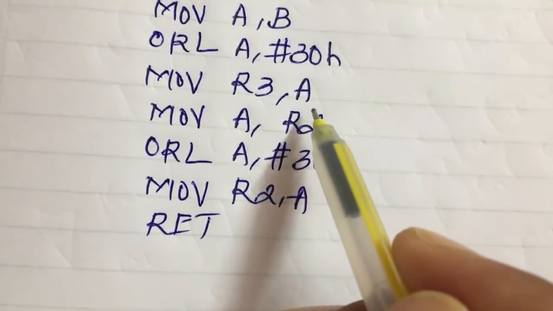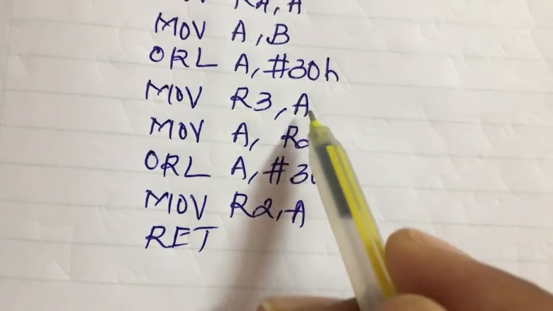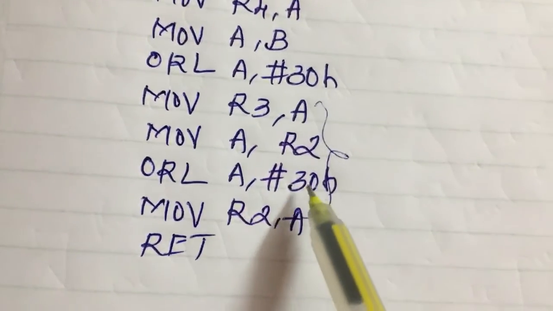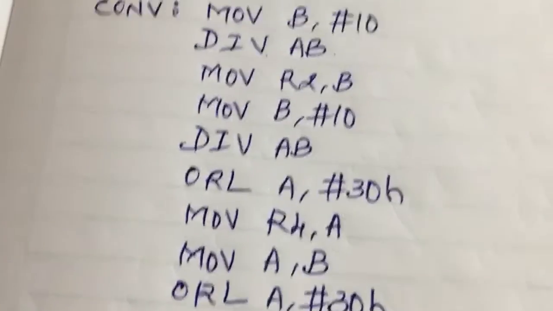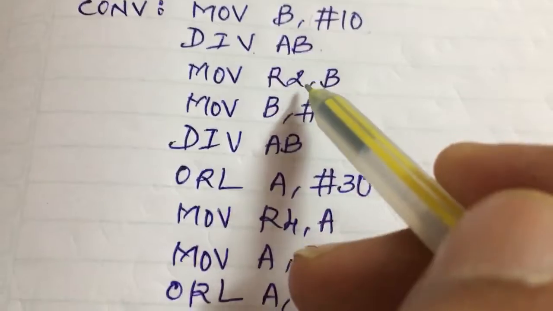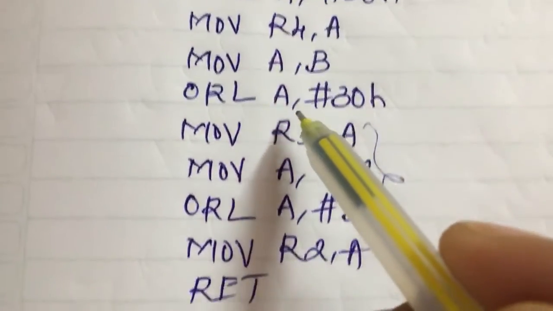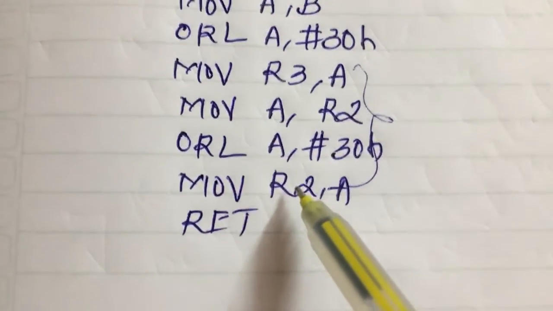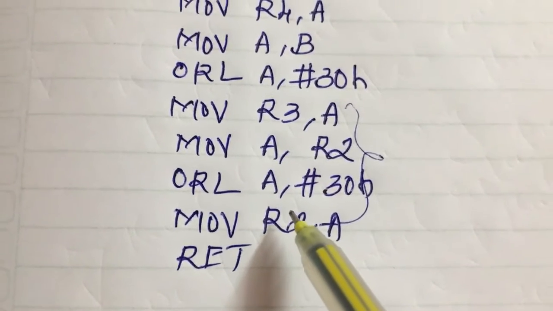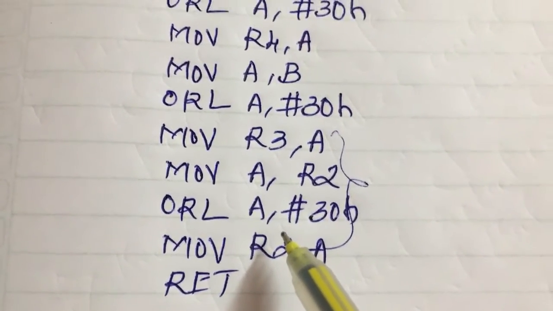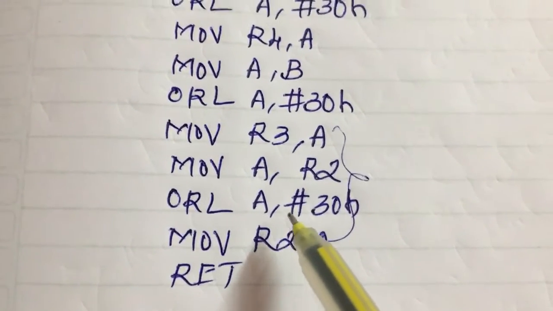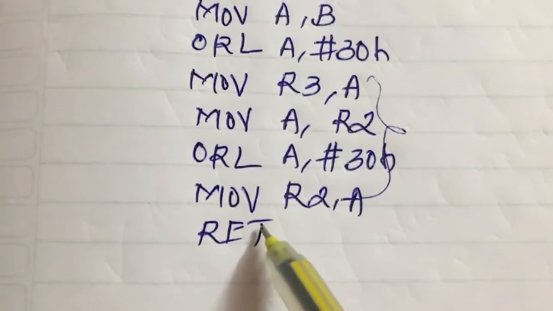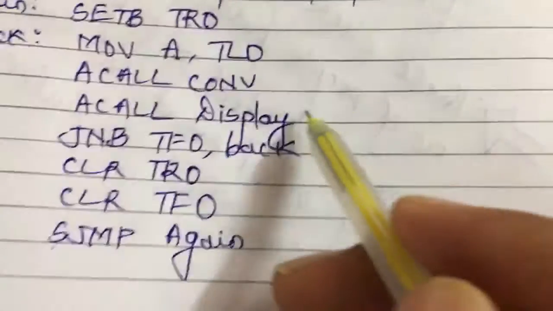Next, make the third digit an ASCII value and return from the function. So this is the conversion subroutine. Hope these statements are clear, because this program has already been done in Part A of the software programs during the laboratory session. When return is executed, it will come back to the main program.